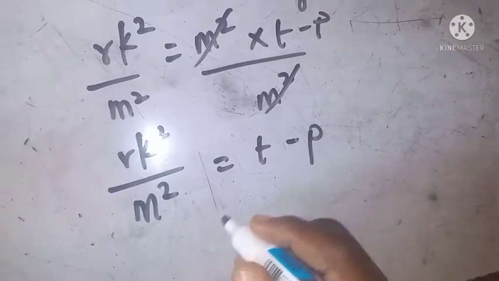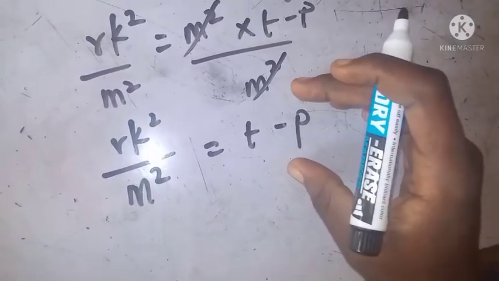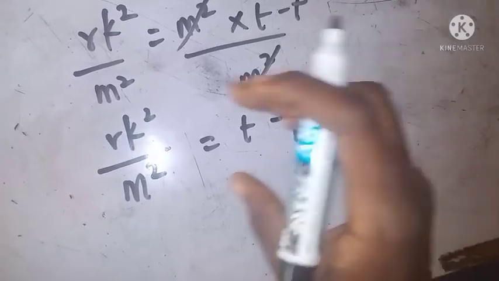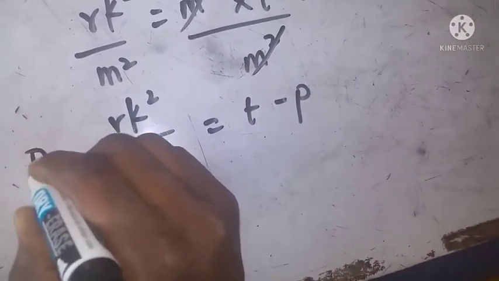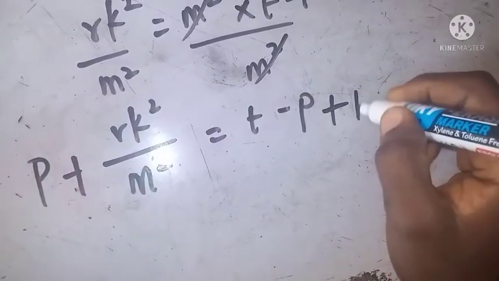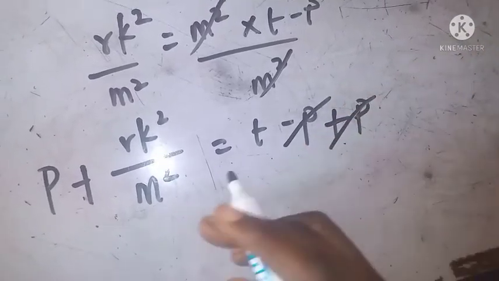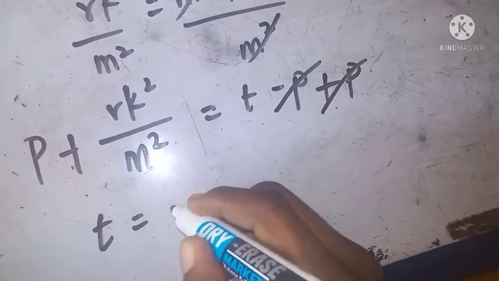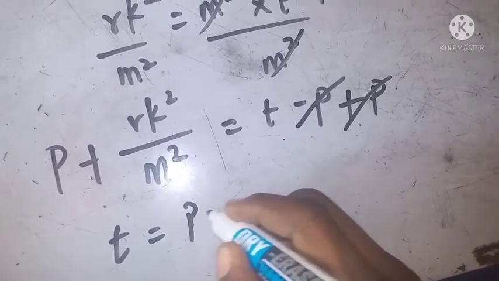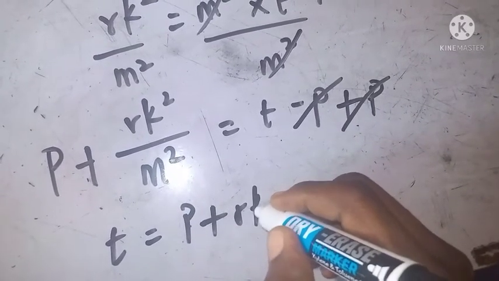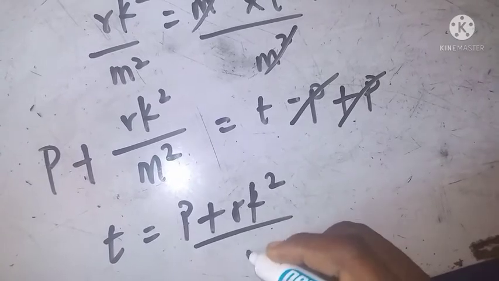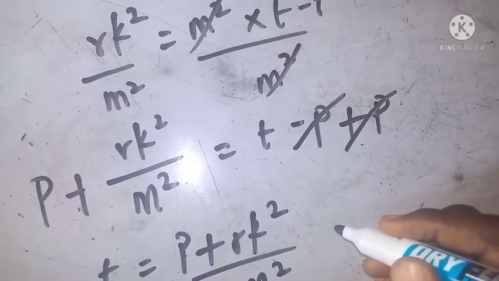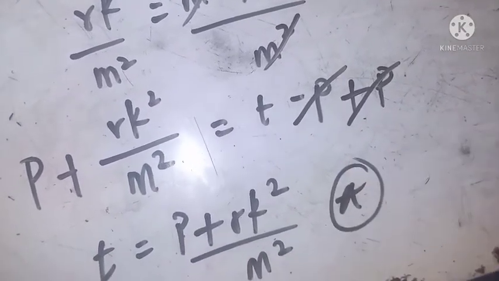And they said we should use T as subject of formula. So we can add P to both sides. If we add P to both sides, P will cancel P. Then you have T equals P plus RK square all over M square. And that is our A option of the question.